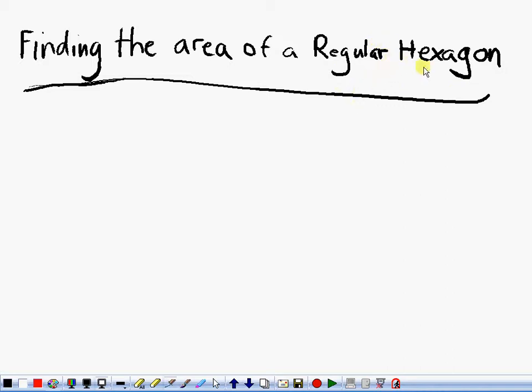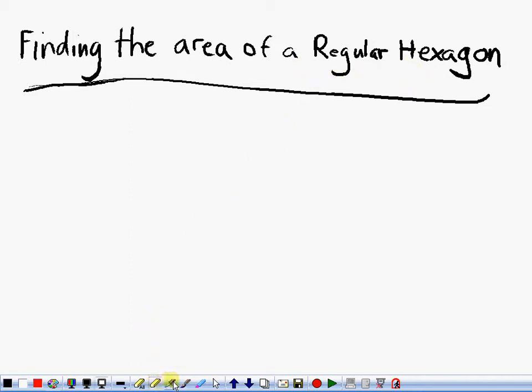You might be asking yourself, what is a hexagon? A hexagon is an object with 6 sides. The word 6 has an X in it, and hexagon also has an X, so maybe you can use that as a memory tool to help yourself. Okay?